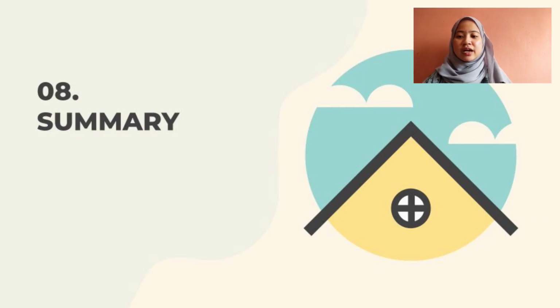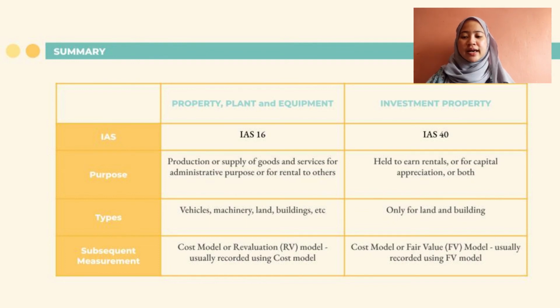So for the summary, property, plant and equipment uses IAS 16, while investment property uses IAS 40. The purpose of property, plant and equipment is for production or supply of goods and services, for administrative purposes, or for rental to others. But investment property is held to earn rental or for capital appreciation or both. The types of PPE are vehicles, machinery, land and building, while investment property is only land. The subsequent measurement for PPE is usually recorded using the cost model, while investment property is usually recorded using the FV model, which is the fair value model.